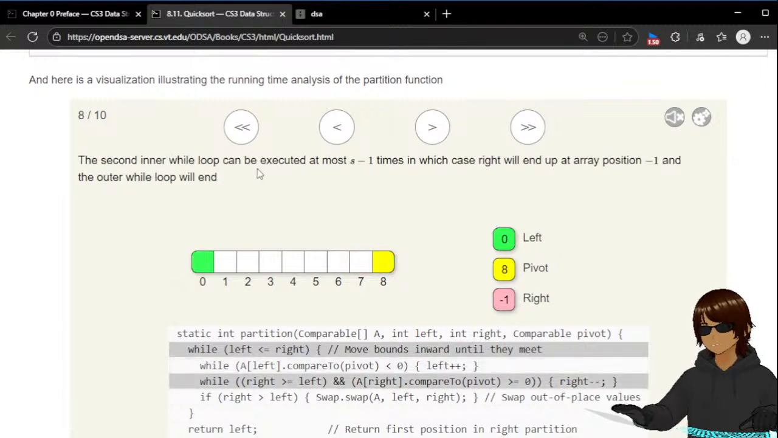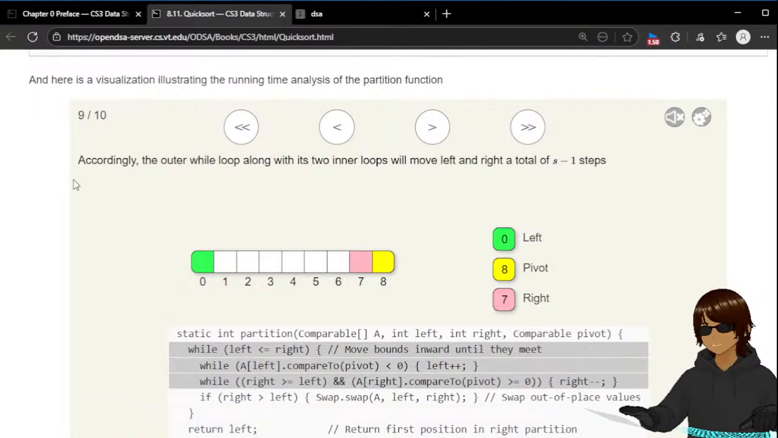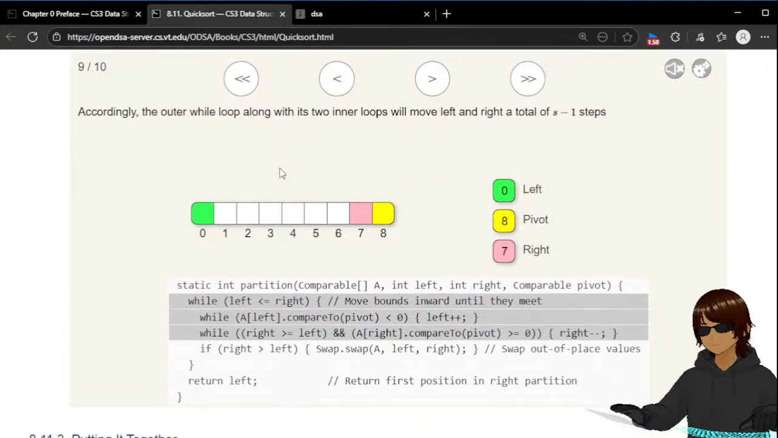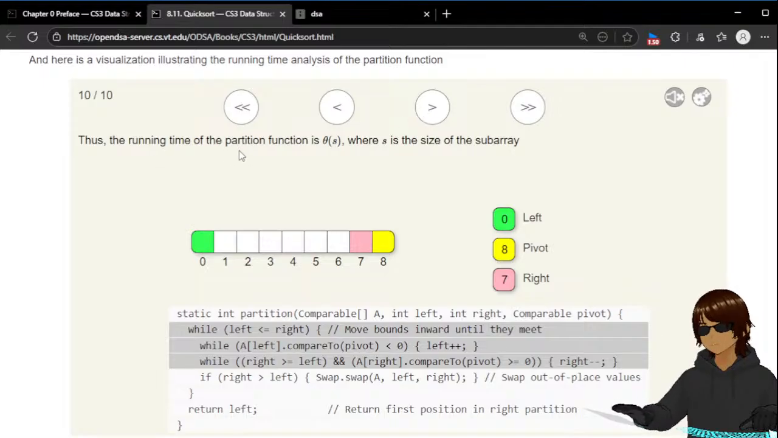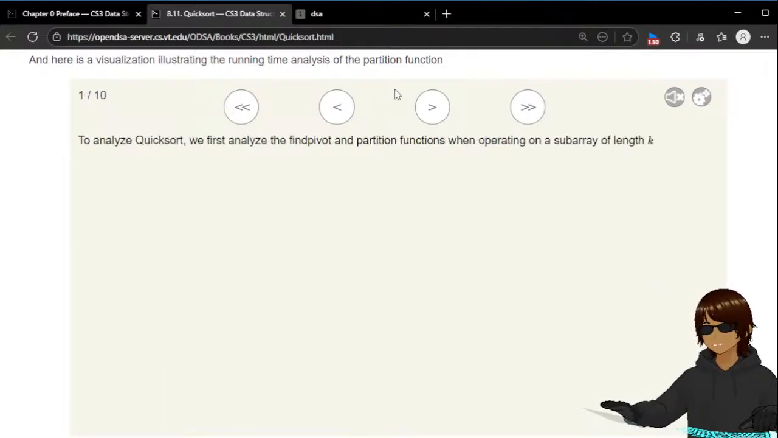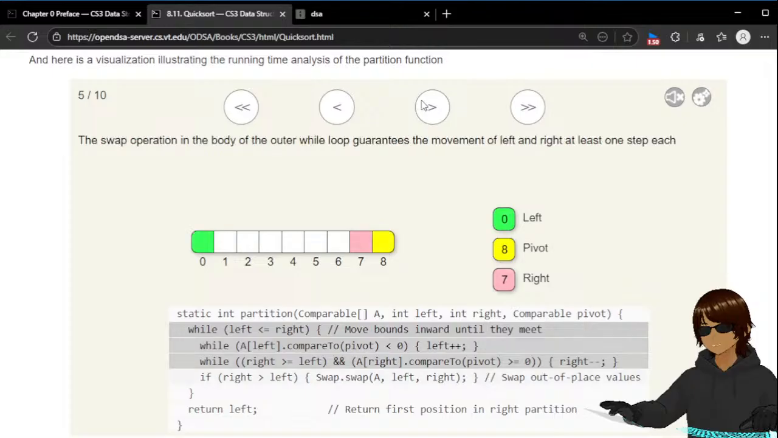The second inner while loop can be executed at most s minus 1 times, in which case right will end at array position -1, and the outer while loop will end. Accordingly, the outer while loop along with its two inner loops will move left and right a total of s minus 1 steps. Thus, the running time of partition function is theta s, where s is the size of the subarray. This is a subarray of length k. They forgot k and wrote s.